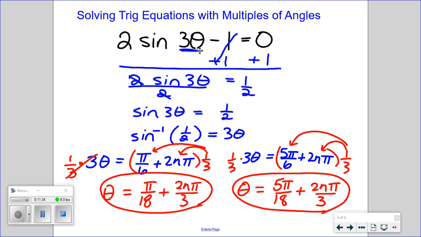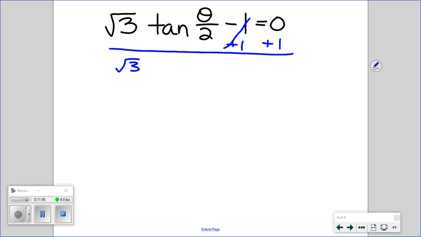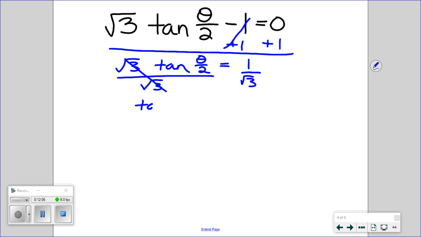Okay, well, let's look at one more example of these. And this time, instead of multiplying theta times a number, we're dividing theta by a number. So we've got square root of 3 times tangent of theta divided by 2 minus 1 equals 0. But again, we're going to start by isolating the trig function. So I'm going to add 1 to both sides, bring down, divide by square root of 3. Okay, we're going to get tangent of theta over 2 equals.